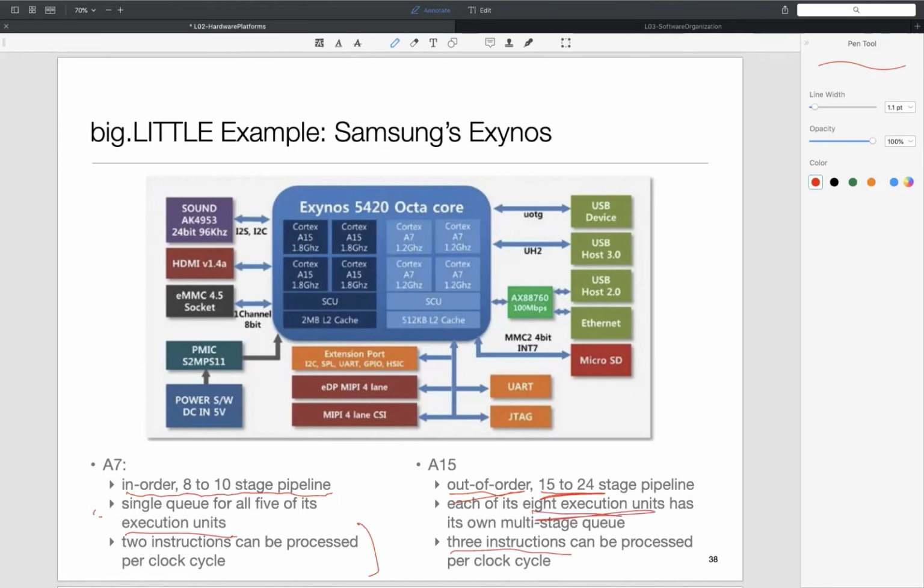So as you can see, while the instruction sets are the same, one core is a lot more capable, but obviously at the cost of more transistors. So its baseline power is higher, and it's optimized for performance or power at a higher performance level, whereas the A7 is at the other end.